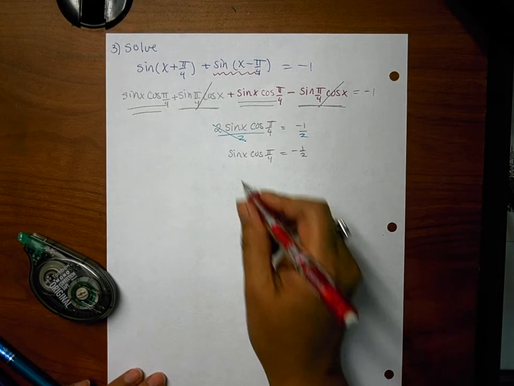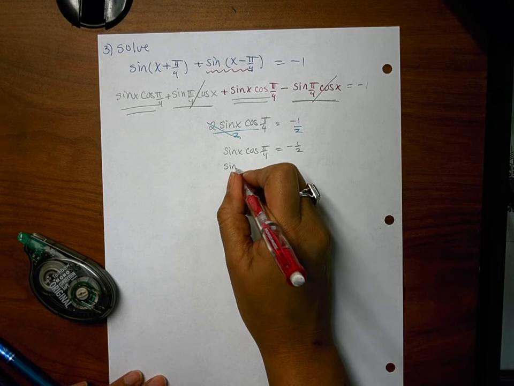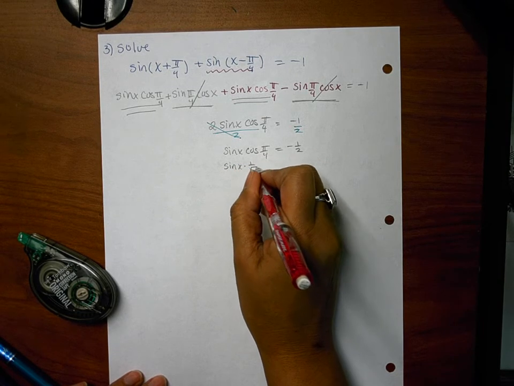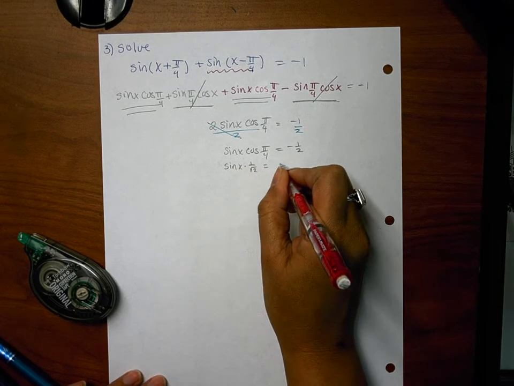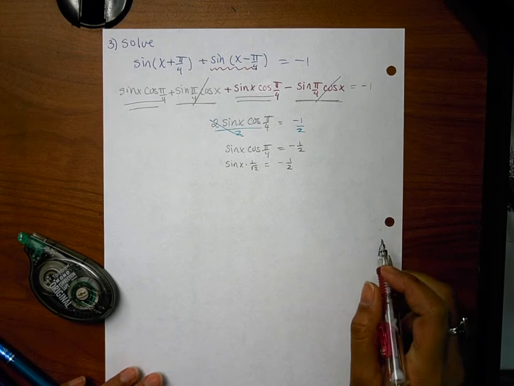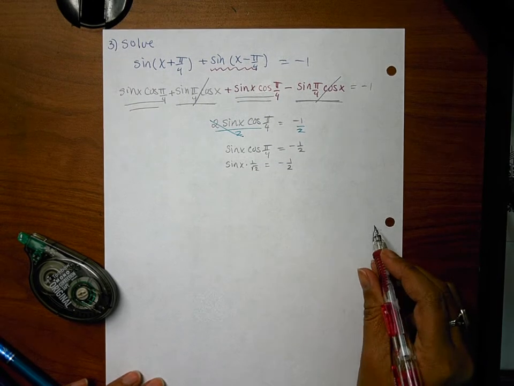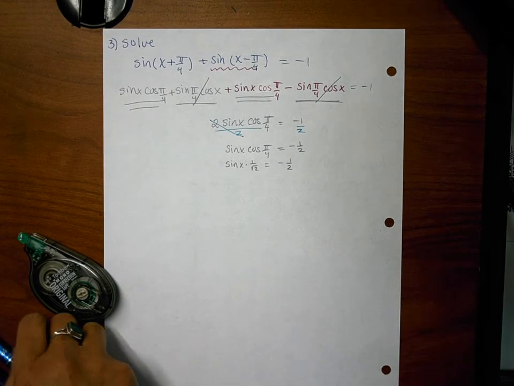What is cosine of pi over 4? Cosine of pi over 4 is 1 over root 2. So I have sine of x times 1 over root 2 equals negative 1/2.